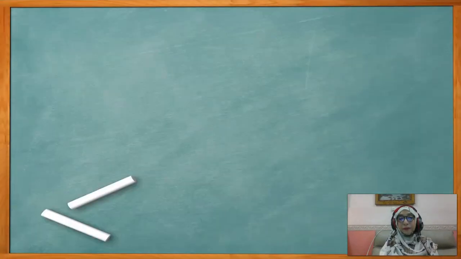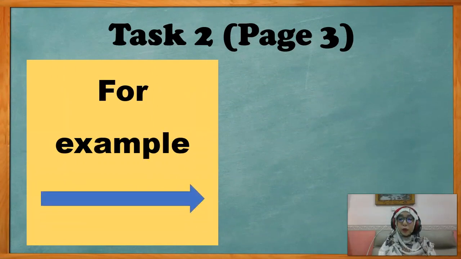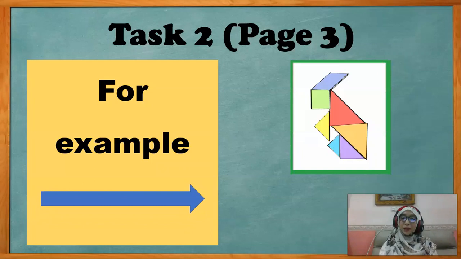I'll give you an example. This is just an example. You don't have to make another rabbit. Like I said, you can make a rocket, a car, a house, a flower, or a cat if you want. You can make anything. I want to see your creativity and your imagination. For example, I've used the previous picture that we've played with, which is the diagram of the rabbit.